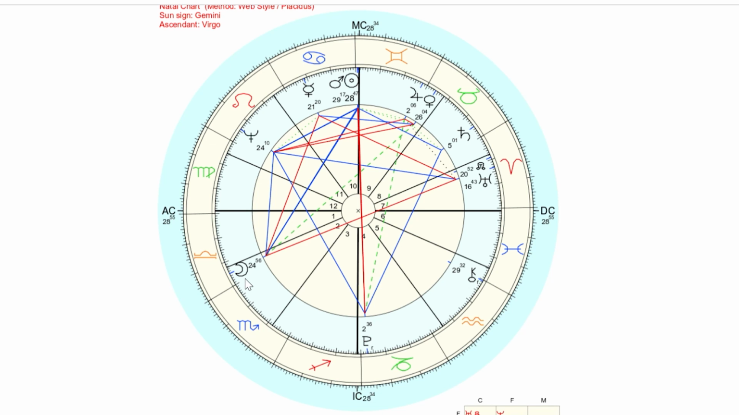Now we have Saturn at 5 degrees Taurus, conjunct their Venus by sign, but not by degree. Saturn in Taurus would be lessons with material themes. It would be lessons with how you make money, lessons with your values.